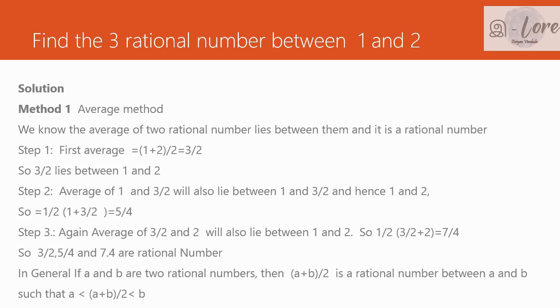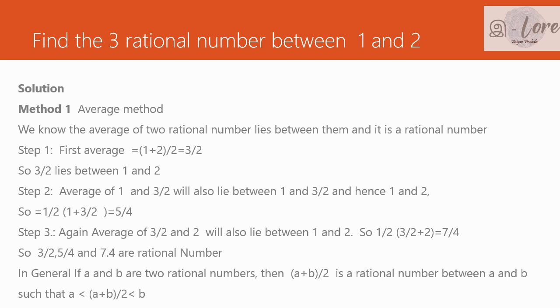If you find the average of 1 and 3 by 2, it will become 5 by 4. So 5 by 4 also lies between 1 and 2, so that is also a rational number. Similarly, we find the average of 3 by 2 and 2, which also lies between 1 and 2, where the answer is 7 by 4. So 7 by 4 is also a rational number. So 3 by 2, 5 by 4 and 7 by 4 are also rational numbers.